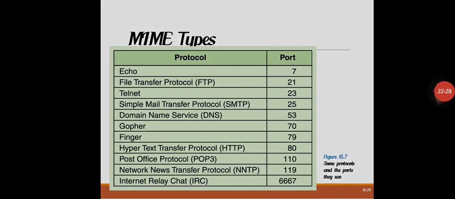Protocol ports. Echo, 7. File Transfer Protocol, FTP, 21. Telnet, 23. Simple Mail Transfer Protocol, SMTP, 25. Domain Name Service, DNS, 53. Gopher, 70. Finger, 79. Hypertext Transfer Protocol, HTTP, 80. Post Office Protocol, POP3, 110. Network News Transfer Protocol, NNTP, 119. Internet Relay Chat, IRC, 6669.